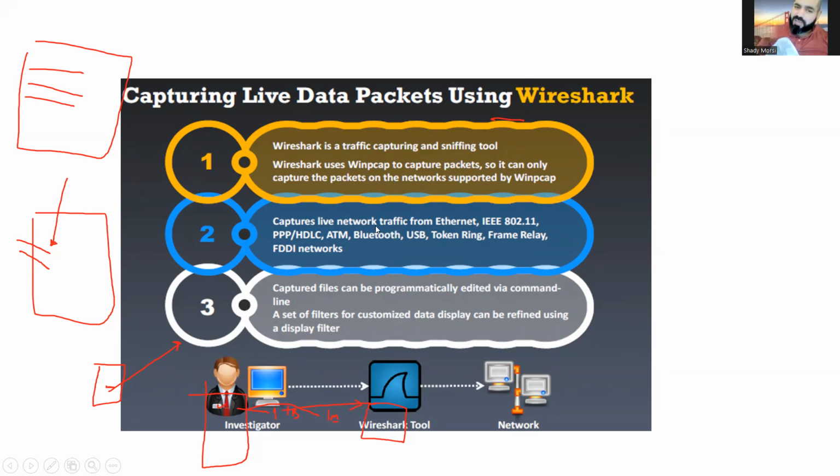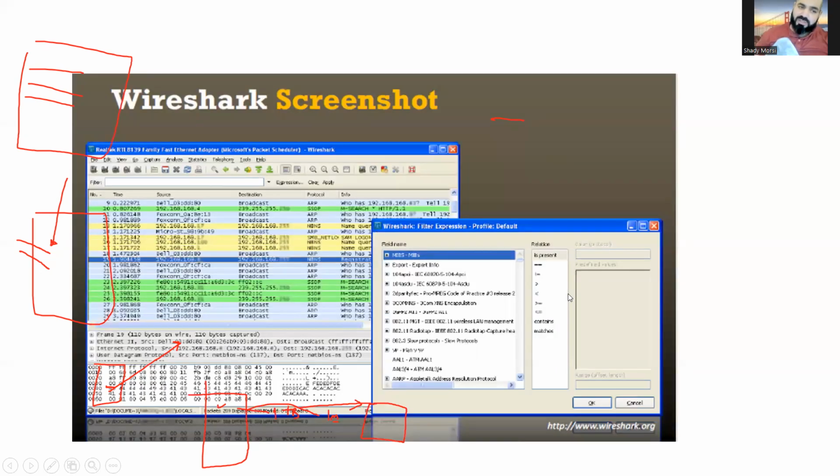It captures live network traffic from Ethernet, IEEE 802.11, which is a wireless protocol, point-to-point protocol, ATM, another protocol for communication, Bluetooth, USB, and token ring, which is something similar to IP traffic. Capture files can be programmatically edited via command. What we mean by programmatically edited by command is that you can specify filters to see the data. One example of these filters is over here.